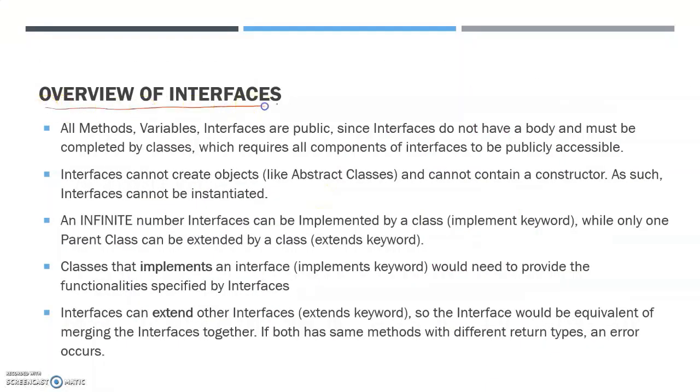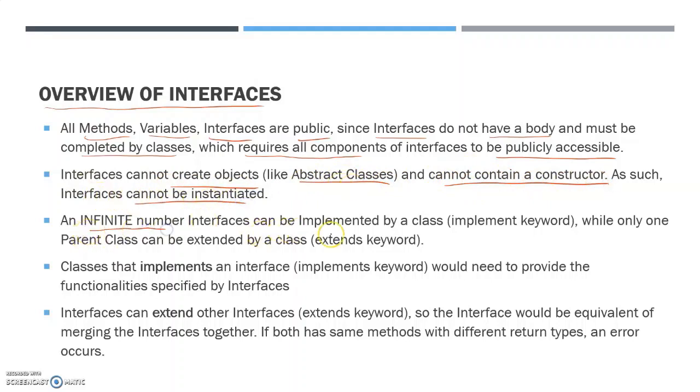Here's a brief overview of interfaces. All methods, variables, and interfaces are public, since interfaces do not have a body and they must be completed by classes, which requires all the components to be publicly accessible. Interfaces cannot create objects like abstract classes and cannot contain a constructor. As such, interfaces cannot be instantiated.